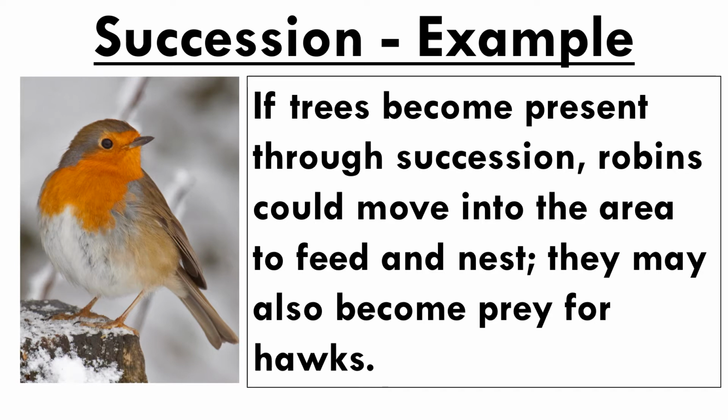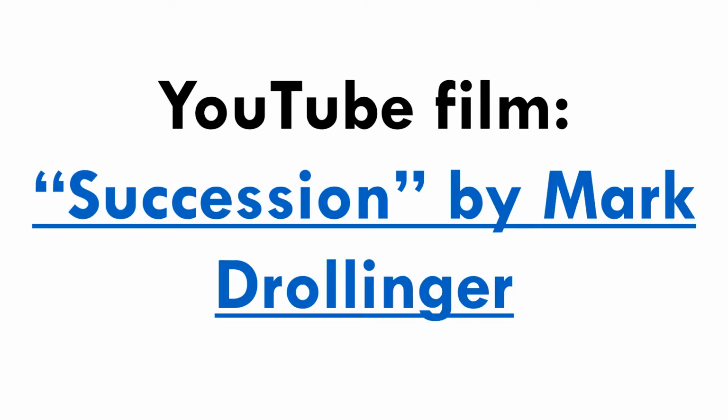Then other stage after that, you can start to have the animals move in. So if you've got trees, then you've got robins could come in, they could feed, they could nest, they could also be prey themselves for raptors, hawks, and so on. So that's the kind of end point. You begin to have animals moving in. Have a look at this, search for that on YouTube.